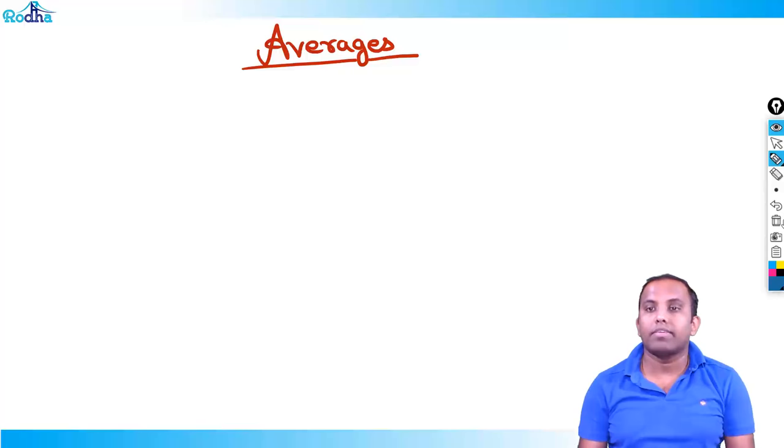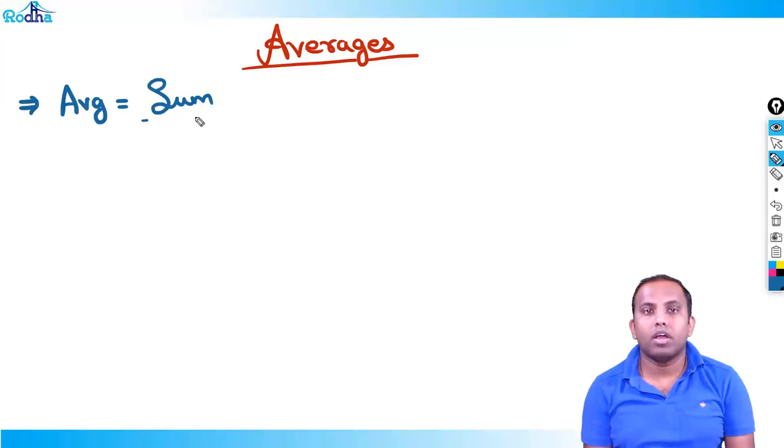So averages. See, now by formula we know average is sum upon number of quantities. Sum upon number of quantities, right? So it is sum upon number of quantities is averages.